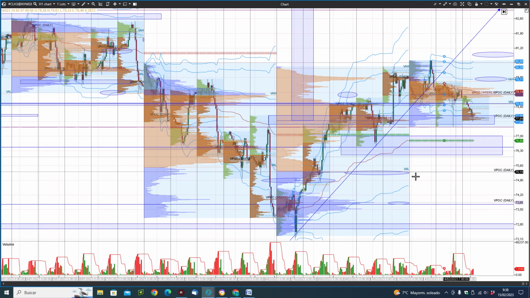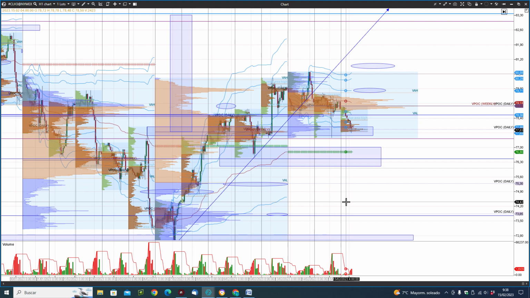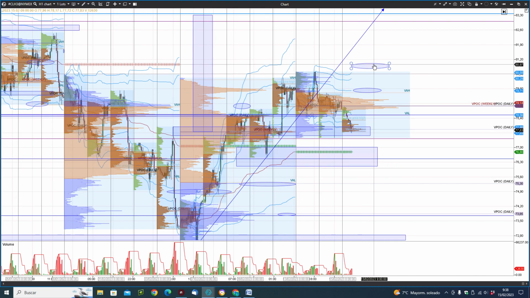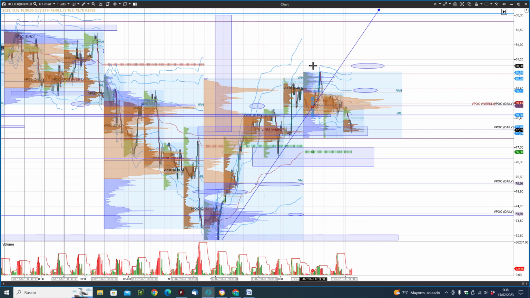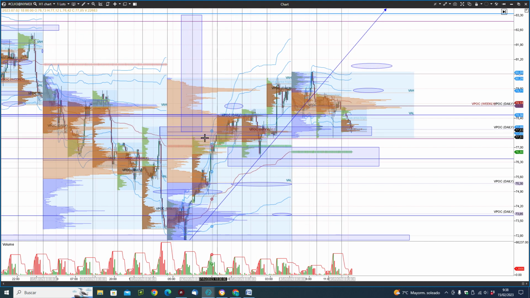About light oil, we had this target on Monday. We couldn't touch this point, and we don't know if it's only a pullback to this area where is the weekly VPOC of last week. Very important point. Yesterday we marked it with a rectangle, the zone between 77.59 to 77.98.